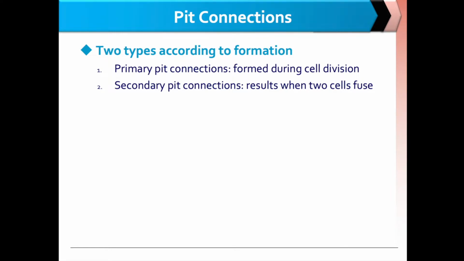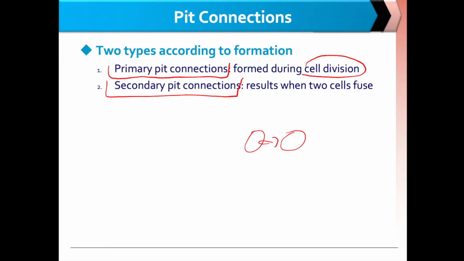So there are also two types according to the formation of your pit connection. So meron tayong tinatawag na primary pit field connection. Meron naman tayong secondary pit field connection. Pag sinabi nating primary pit field connection, these are the connections that are usually formed during cell division. That's your primary. Pag secondary pit field connection, these are the connections that usually result when two cells fuse together. Okay? So pag nag-fuse yung dalawang cell together, that's your secondary.